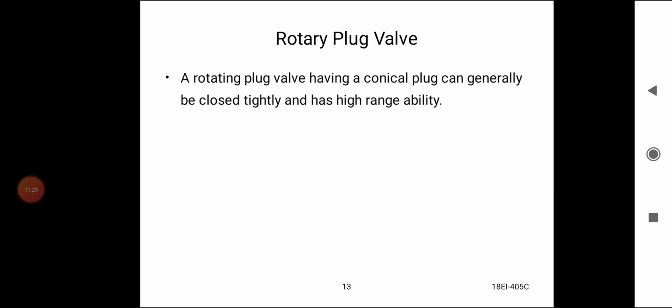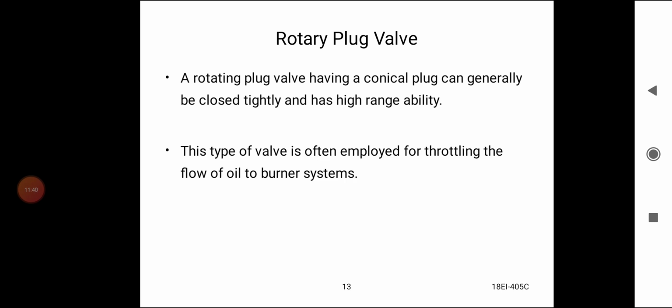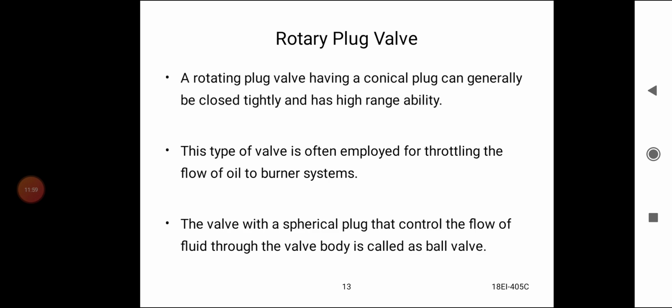A rotating plug valve having a conical plug can generally be closed tightly and has a high rangeability. This type of valve is often employed for throttling the flow of oil to a burner system. The valve with a spherical plug that controls the flow of fluid through the valve body is called a ball valve.